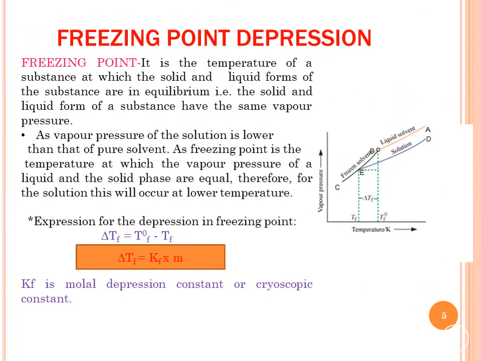The next one is the freezing point depression, or we can say depression in freezing point. Now what is actually a freezing point? The freezing point of a substance is the temperature at which the solid and the liquid form of a substance are in equilibrium. Or in other words, the solid and the liquid form of a substance have the same vapor pressure.